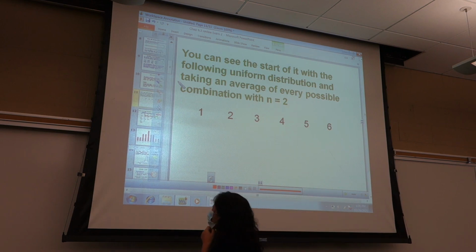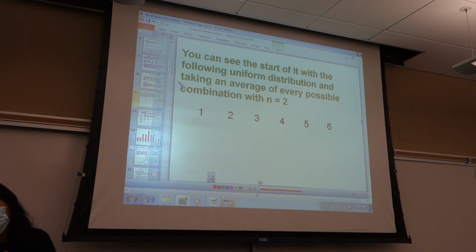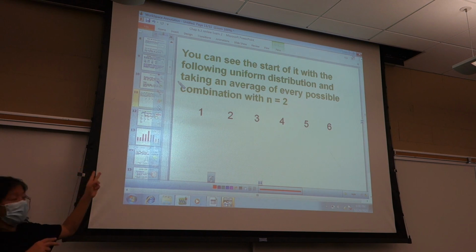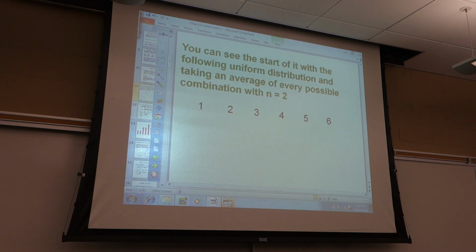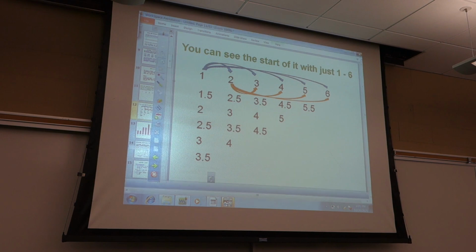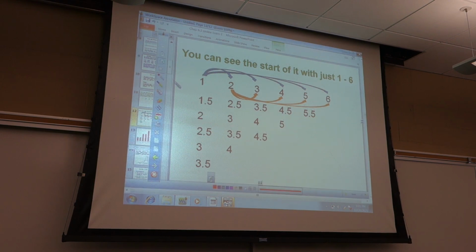So what I'm going to do is take every possible combination of 2 of them. So 1 and 2, 1 and 3, 1 and 4, 1 and 5, and we'll average them. So here they are. You can see 1 and 2, 1 and 3, 1 and 4, 1 and 5, 1 and 6. The average of 1 and 6 is 3.5. The average of 1 and 5 is 3.